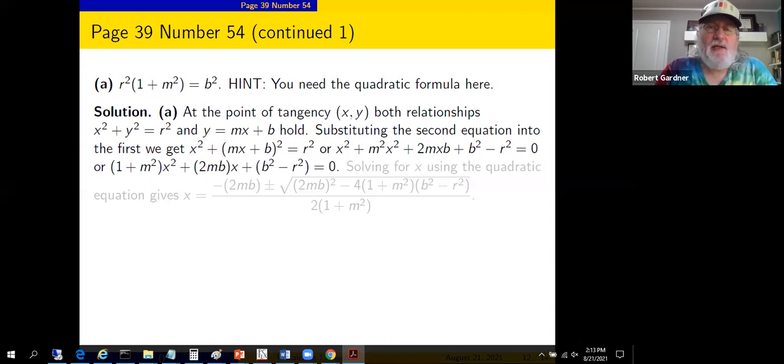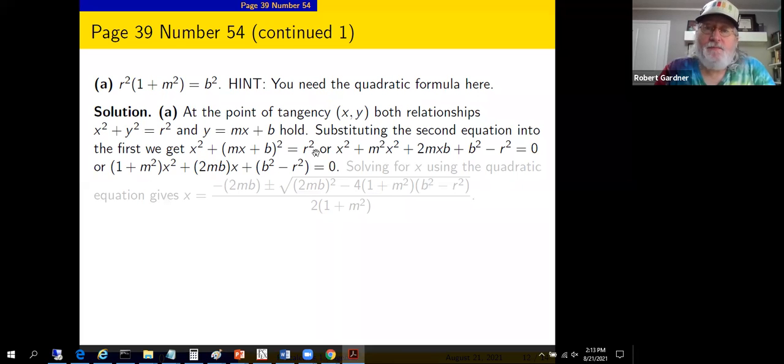So let's see if we can find some relationships between the constants based on the fact that both of these hold. Here's what we're going to do. Let's take the fact that y equals mx plus b and plug that in for y in this first equation. Substituting the second equation into the first equation gets x squared plus y squared, but y equals mx plus b. So we'll replace y with (mx plus b) squared equals r squared. Simply take this, plug it in there for y.